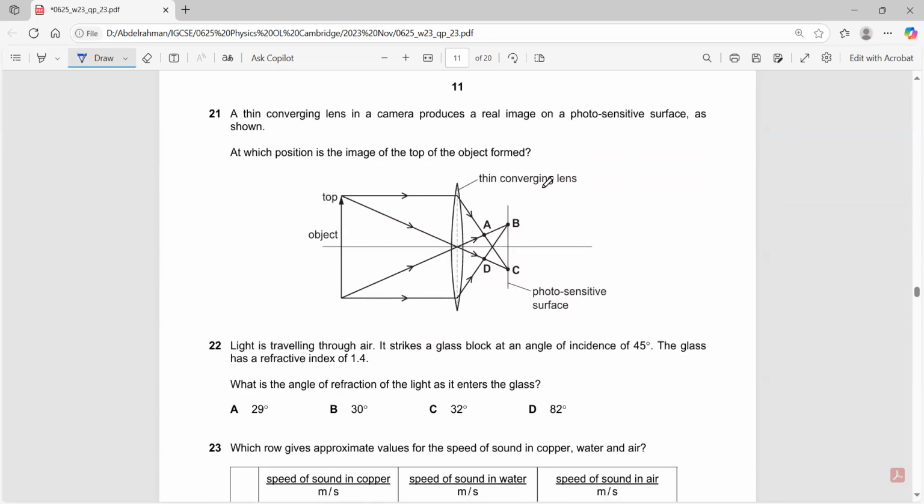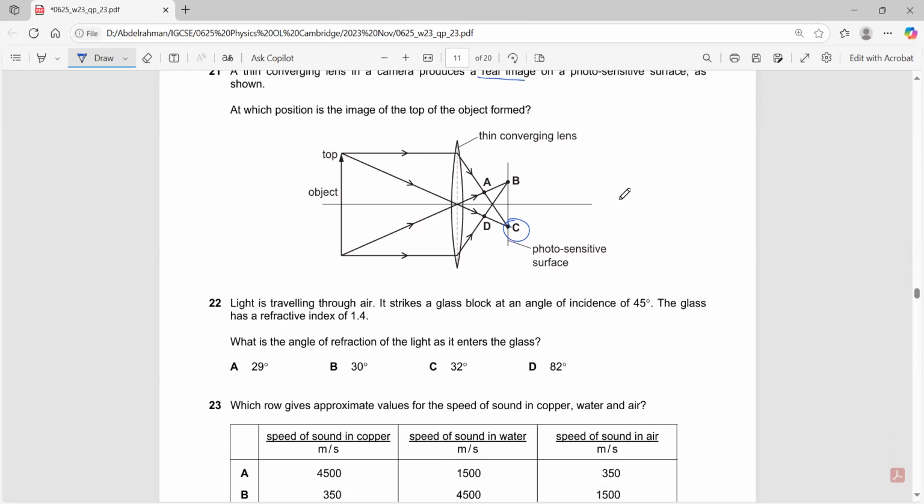At which position is the image of the top of the object formed? You have an object and you have a real image, formed on this photosensitive surface. At which position is this image formed? It has to be inverted. So it will be formed at C, because this is a real image formed by a camera.